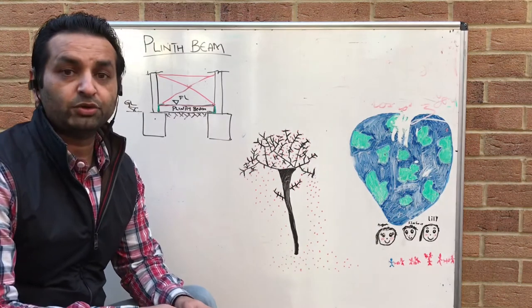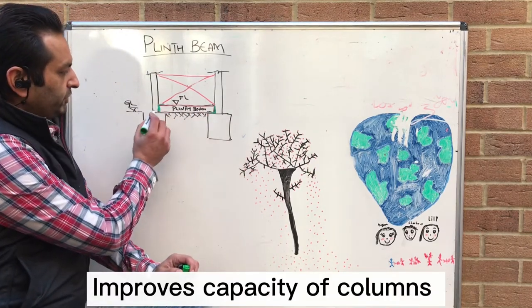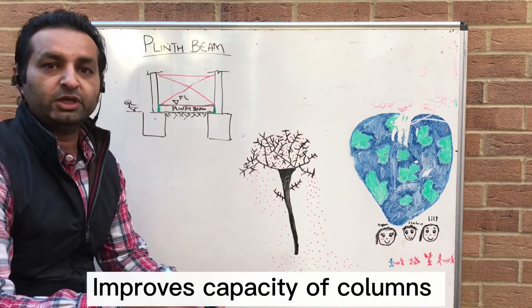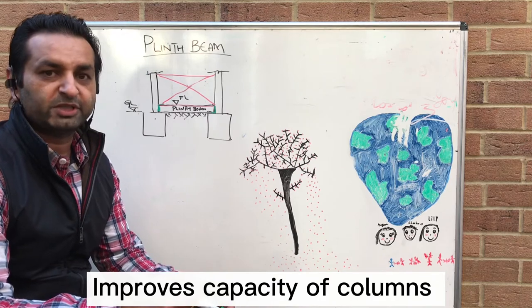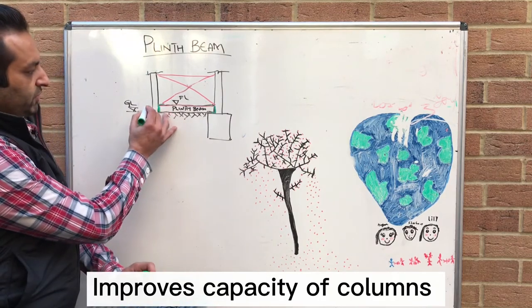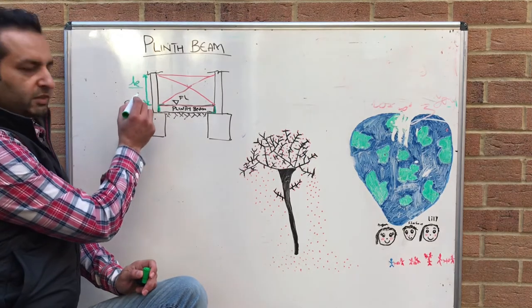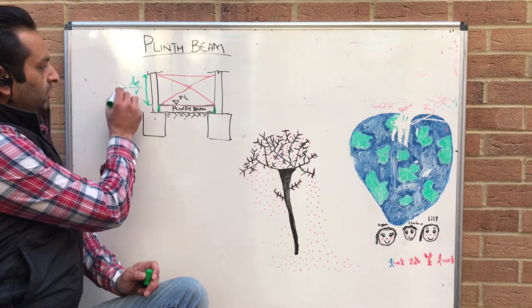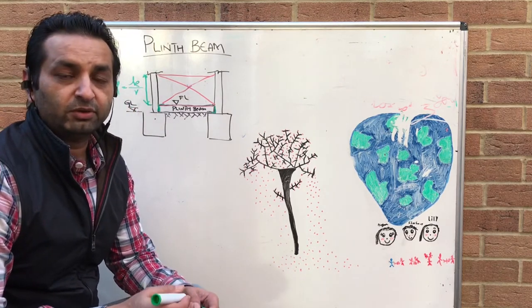The third function of the plinth beam is that it links all the columns and reduces the slenderness ratio of the column, which increases the capacity or the strength of the column itself. The strength of the column depends on the slenderness ratio, which is the effective length divided by the radius of gyration. So the effective length of the column is reduced.